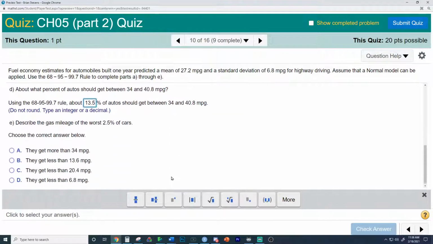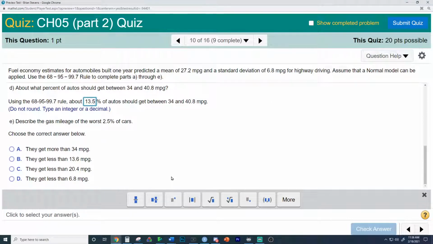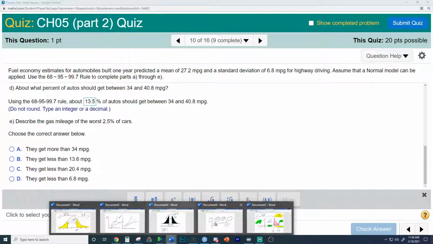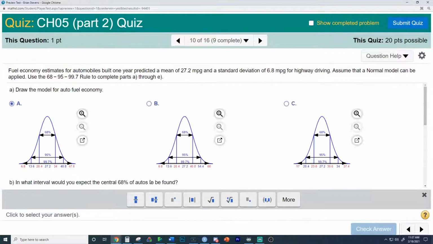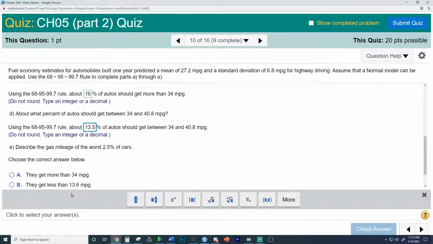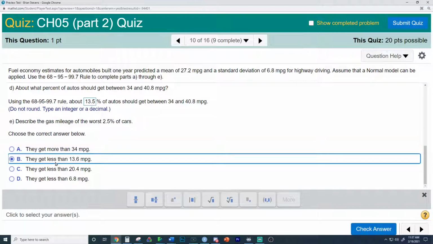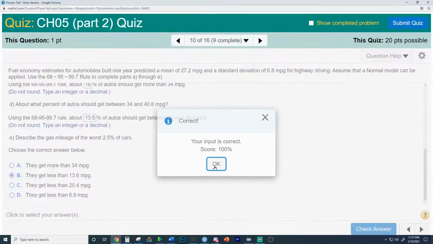There we go. Describe the worst 2.5% of cars. Now, we've kind of done this. We figured out the answer to this with the previous question, because if this is the best 2.5% of cars, the worst 2.5% of cars is over on this side on a z-score of -2. So all we need to do is go look at the z-score of -2. Here's the right curve. Go down 2 standard deviations, 13.6. And we see 13.6 in the answer, and that is it.